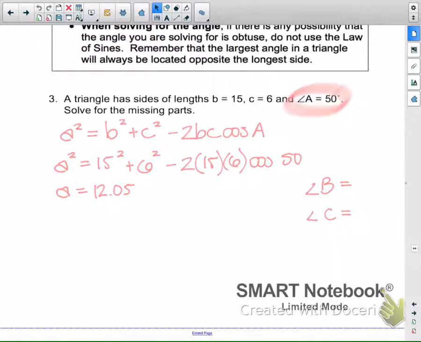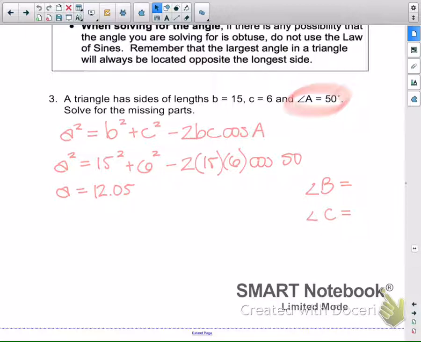B is which side here? The largest. Therefore, angle B is going to be the largest angle. Should I use law of sines if B could possibly be obtuse? No. So if I want to solve for angle B next, I need to use law of cosines.